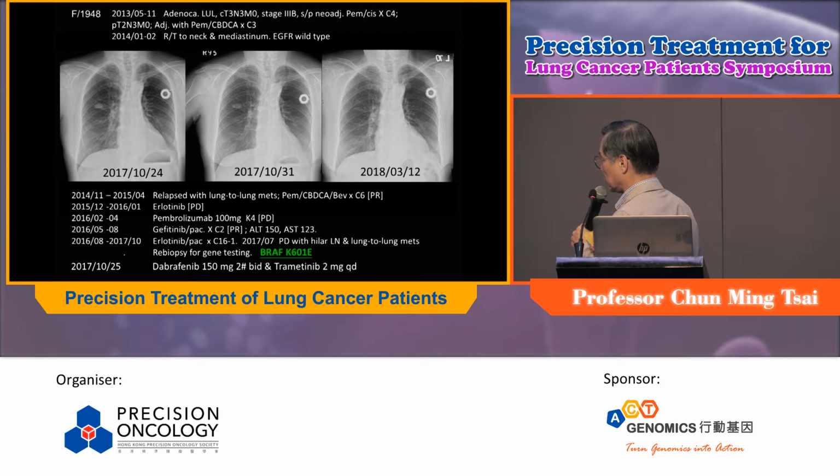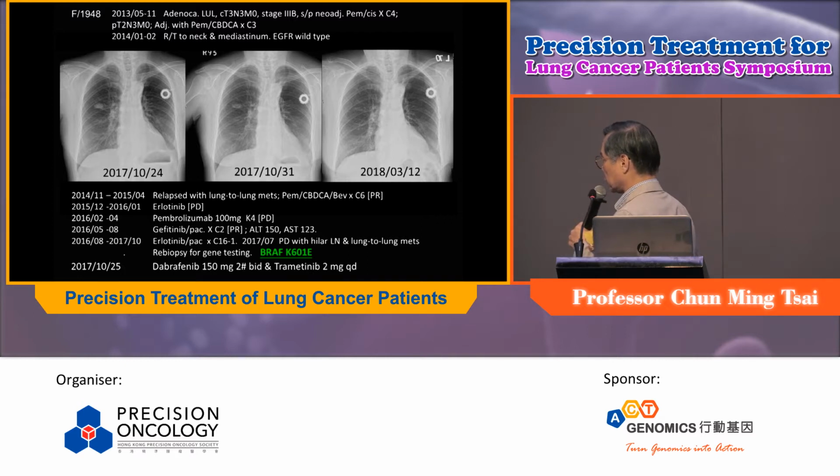So we do the biopsy and NGS and find a very rare BRAF K601E mutation. This is not the V600E mutation; it's very, very rare. So we have no idea, and searching the articles, there are only a couple of cases without definite treatment outcome.